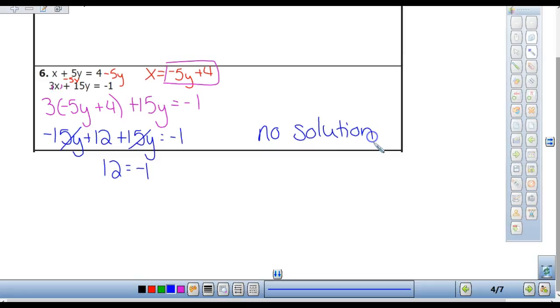And that means that my lines are what? Parallel lines. Good job. Okay, what would happen if my y's canceled out and let's say I get 5 equals 5? Yeah, that one's going to be true, and that one's going to be infinitely many solutions, because that means that the lines are on top of each other. Yep, the same line.